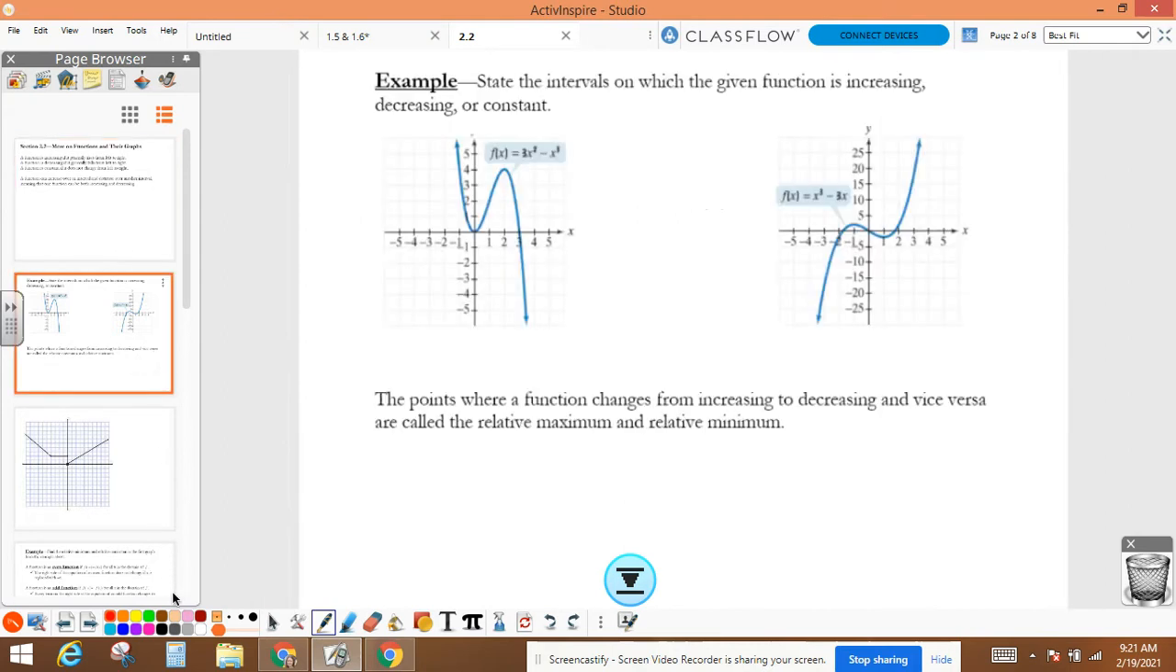All right, so some examples. Both of these functions increase and decrease over different intervals. So what we're supposed to do is state the intervals where it's increasing, decreasing, or constant. And what messes people up is when they're doing it, they try to give me y values. And when you give intervals, you have to give x values.